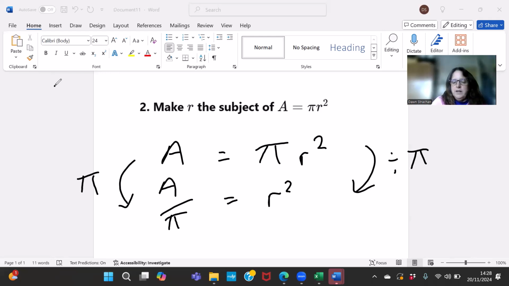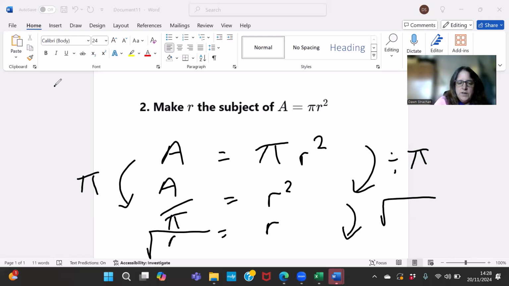That's fine, but our radius is still squared and we don't want the radius to be squared. We're trying to work out what just the radius is. So what we need to do now, to counteract a square, we square root it. So that means what we'll have is the square root of the area divided by pi.